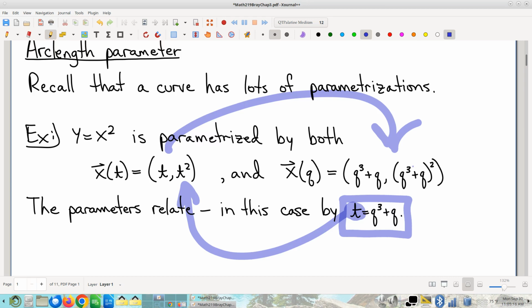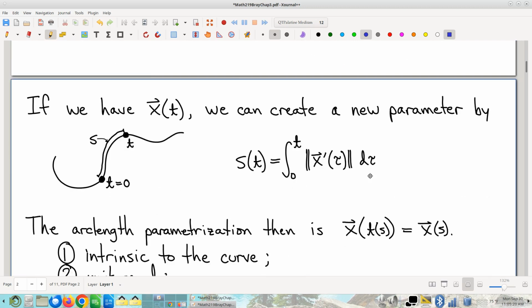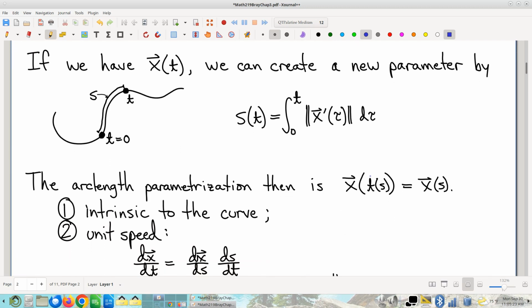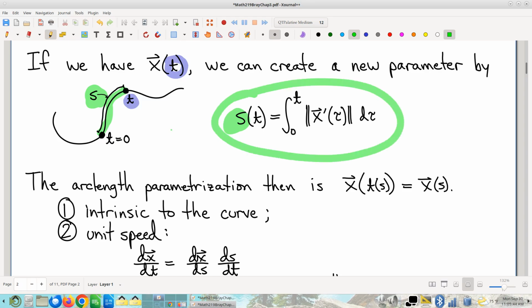All right, so it turns out there is a special reparameterization that's very convenient, and that is to use arc length. So if you have position as a function of time, well, you know what else is a function of time? Distance. And we have an explicit formula for it, in fact, even that S, distance as a function of time. There's my formula. It's just the integral of the speed.